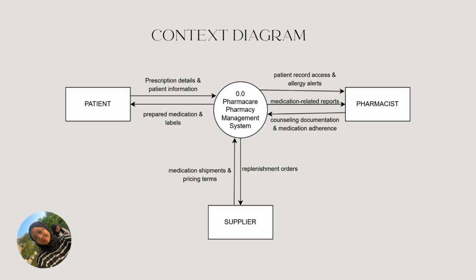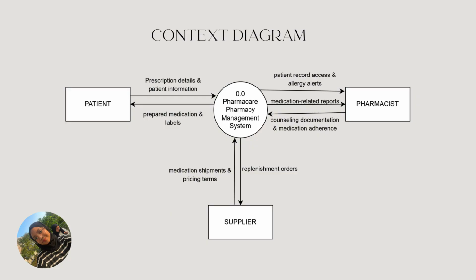Second, let's examine the pharmacist entity. The pharmacist relies on the system to retrieve critical patient record access and allergy alerts to ensure dispensing safety. The system also generates comprehensive medication-related reports for them. In turn, the pharmacist feeds feedback, counseling documentation, and medication adherence details into the system.